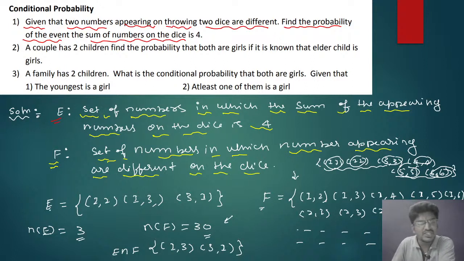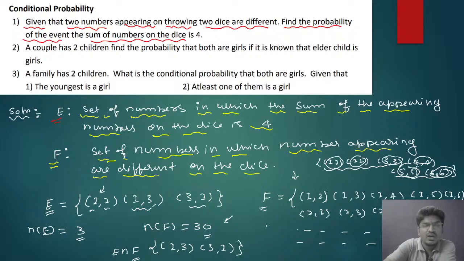Now you do the intersection of E and F. That means the common elements of E and F. See, the common elements will be (1, 3) and (3, 1). This will not be present in F because here same elements are there. So E intersection F is (1, 3) and (3, 1). That is two elements. Okay.